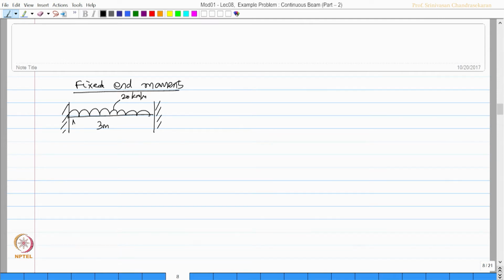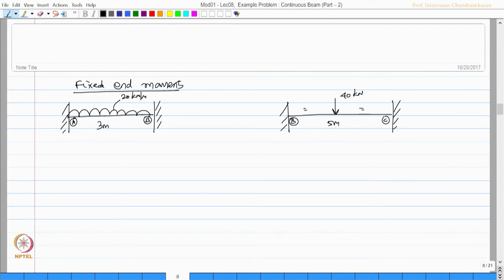This is A and this is B. The other beam is BC, which is also fixed at both the ends. Do not bother about the original condition in the problem. For us, the basic element is a fixed beam. So, BC has a central concentrated load of intensity 40 kilonewton, equally spaced, and this is 5 meters.